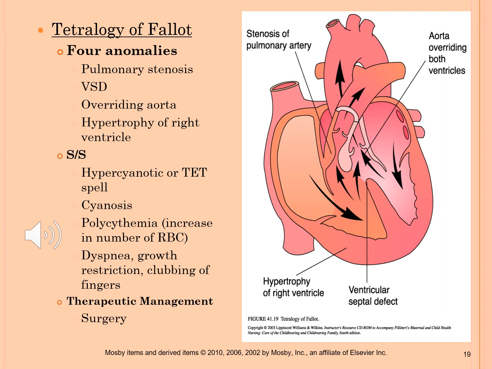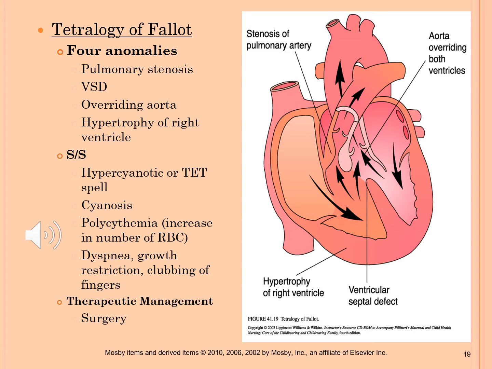Assessment-wise, they can have a systolic murmur, and that systolic murmur is really due to the turbulent flow out of the right ventricle. So that outlet flow tract has a lot of turbulence, which creates the systolic murmur. And again, they have greater than normal right to left shunting of blood across the VSD. So the child's becoming more, or will be more, deoxygenated. They can have what's called a hypercyanotic or TET spell.